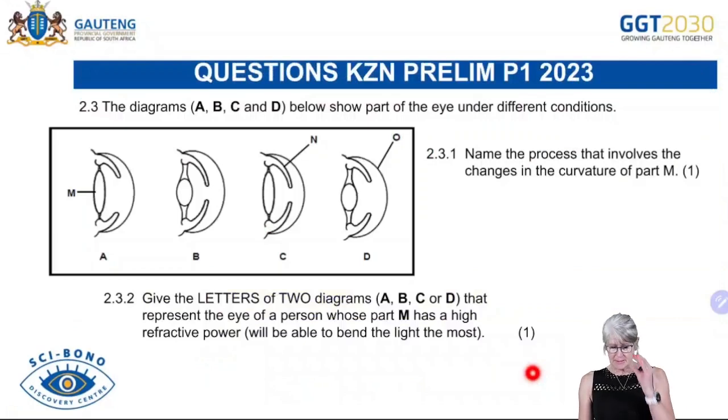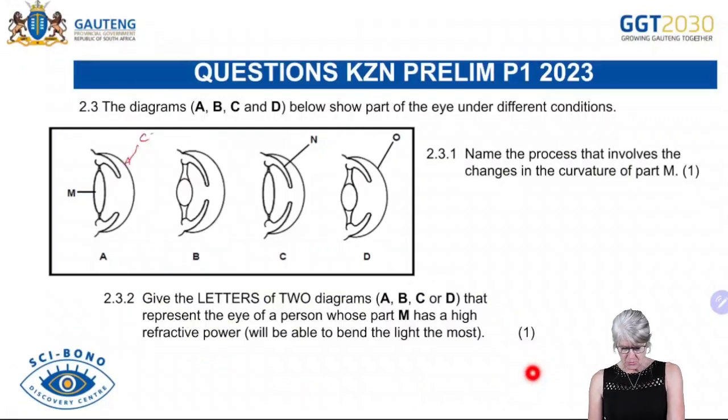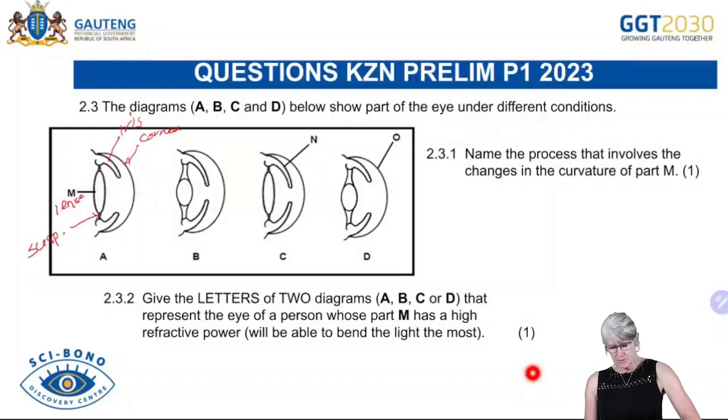Right. Okay, so here's a very good question. If you look at the diagram, you first have to see exactly what it shows. If we have a look at the diagrams, this would be the cornea. Here's the iris. This would be the lens, so M would be the lens. And there are your suspensory ligaments there. So already I must first have a look and see.